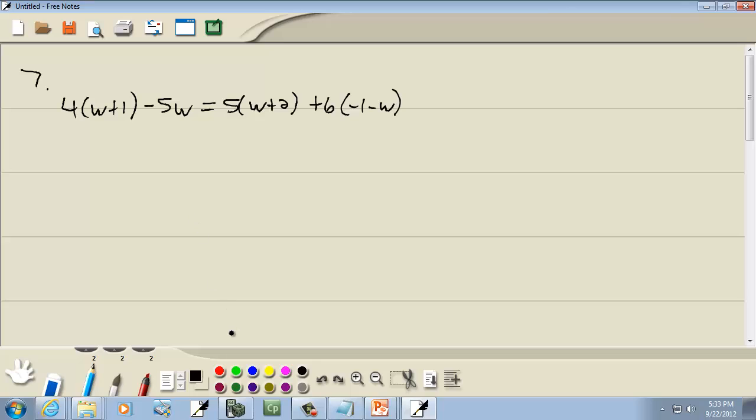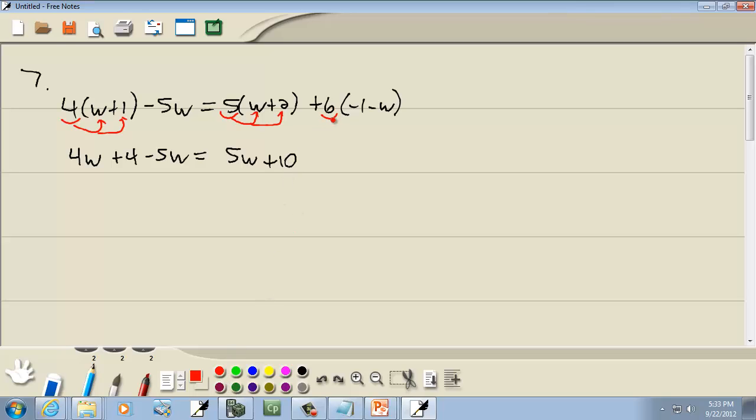Well, let's solve it like normal. First step is get rid of parentheses. So I'll take the 4 here, multiply times a w, multiply times a 1. 4 times w is 4w. 4 times 1 is 4. Minus 5w equals, and over here, use the distributive property again. Take 5 times w, 5 times 2. 5 times w is 5w, 5 times 2 is 10.